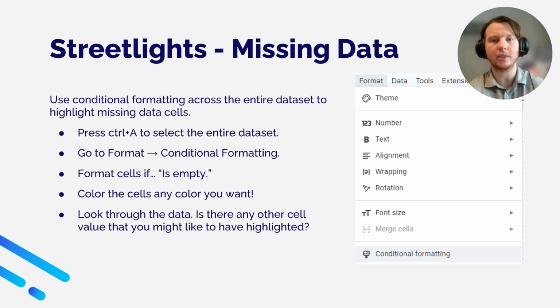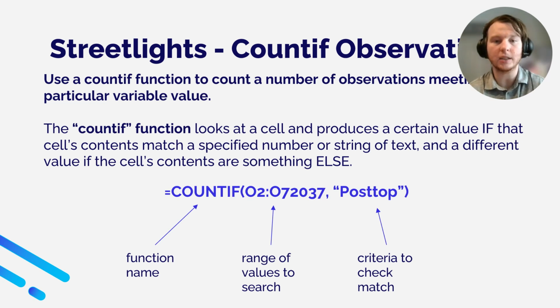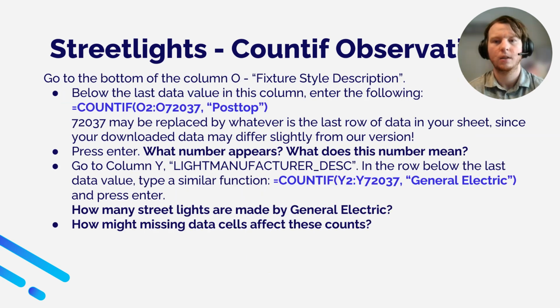And students might think about, at the end of the slide, if there are any other cell values that they'd want to have highlighted. This and the next slide look at the COUNTIF function, which looks at a cell and produces a certain value if that cell's content matches a specified number or a string of text. On this slide, we show students how the COUNTIF function is broken out, including the function name, the range of values that it's searching through, and the criterion that it's using to check for a match.